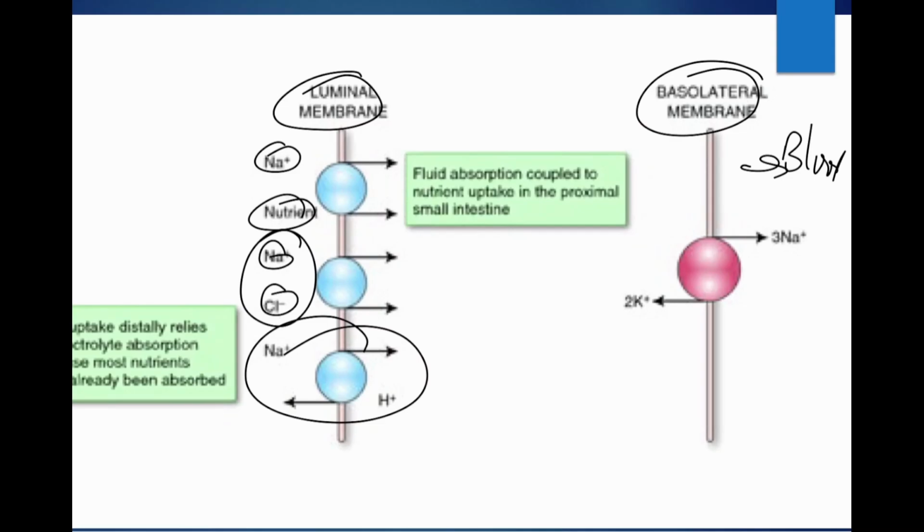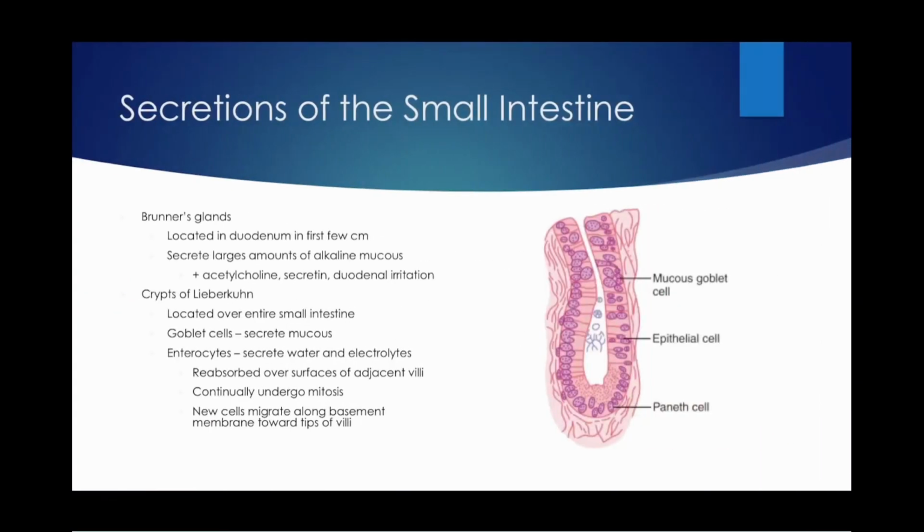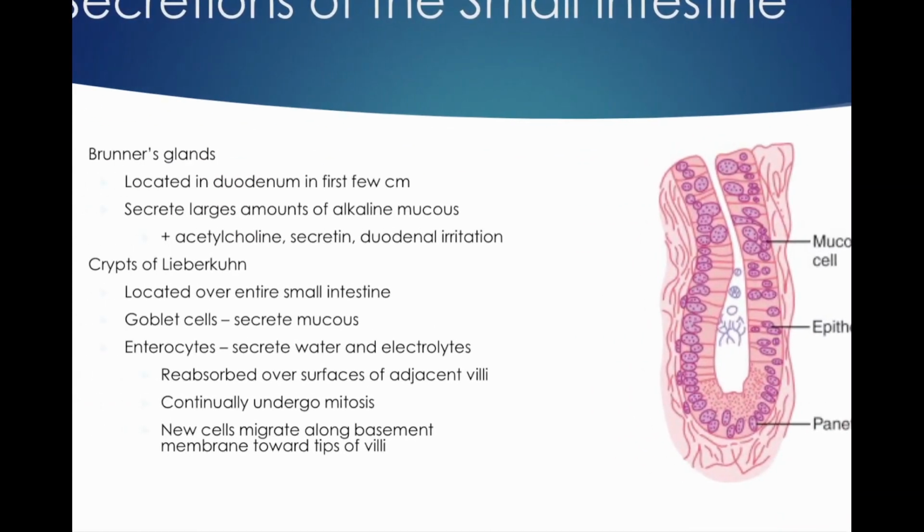So anyway, sodium has to be there for our nutrients to be absorbed. So that's why sodium is very important. We don't want to reduce our sodium to nothing because we need it for absorption. Small intestine also has secretions. We have these Brunner's glands, and they're in the first couple centimeters of the duodenum.